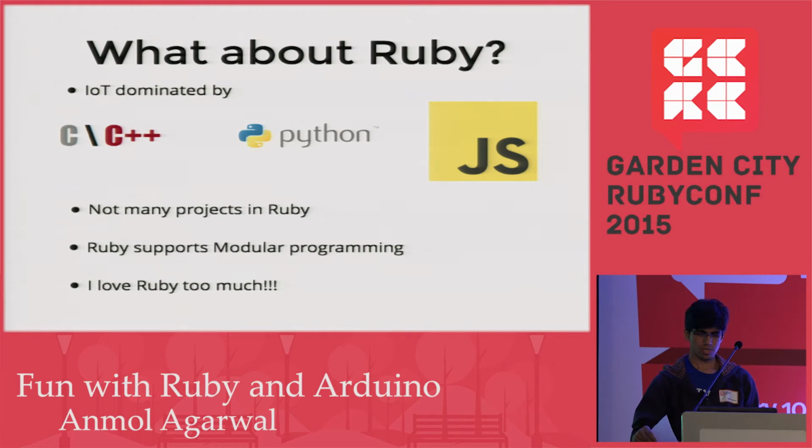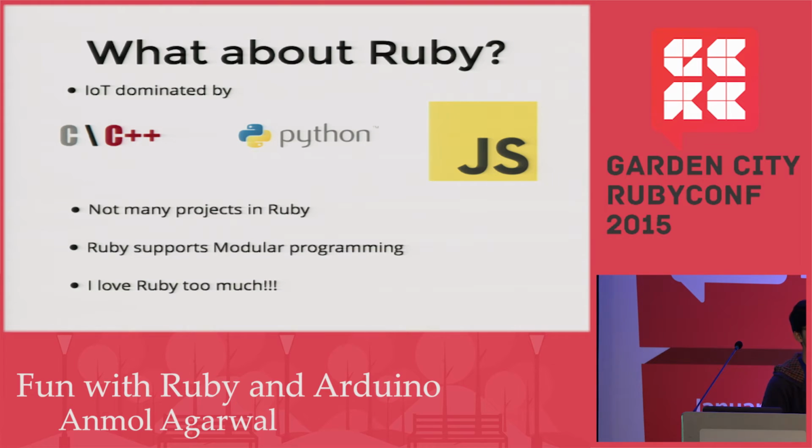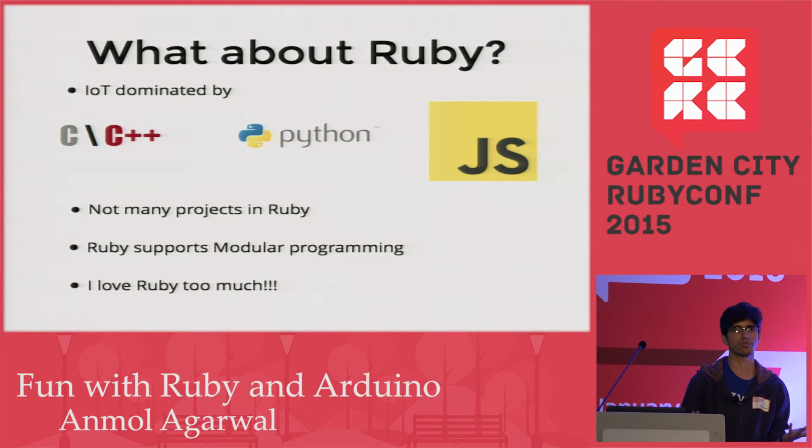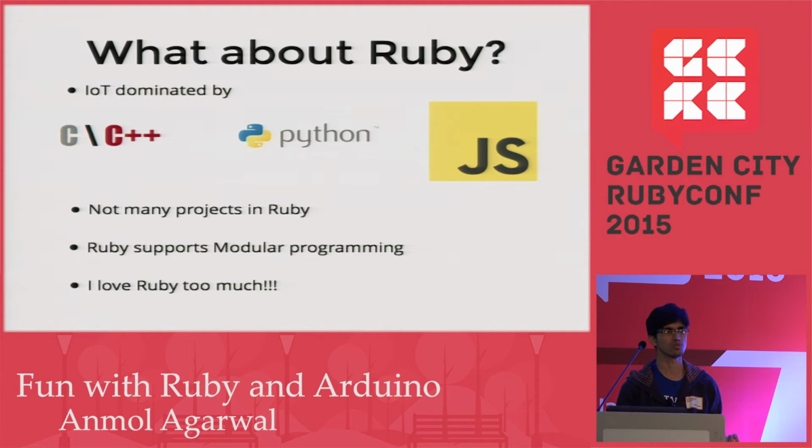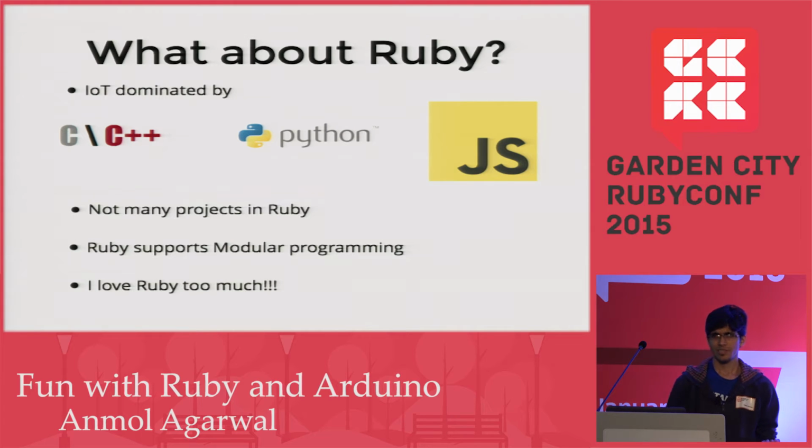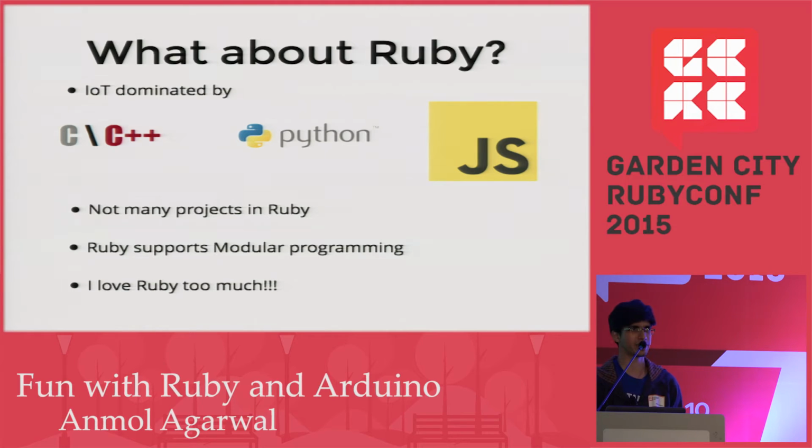So what about Ruby? How's Ruby in the landscape of IoT? When I started learning about it, I found out that IoT is currently dominated by three languages: C, C++, Python, and JavaScript. And I found out that there were not many projects in Ruby, and it was quite surprising. Because Ruby supports modular programming, we reuse the code, we use gems all the time. And although I know JavaScript, I love Ruby too much to do this Internet of Things in JavaScript. So I wanted to do it in Ruby only.